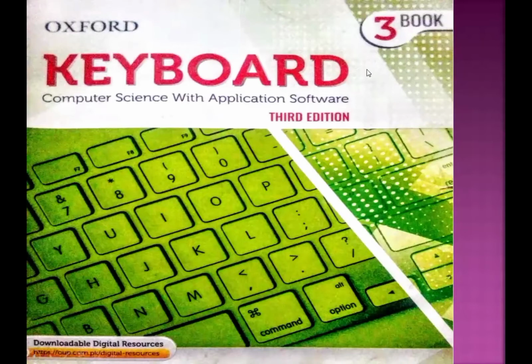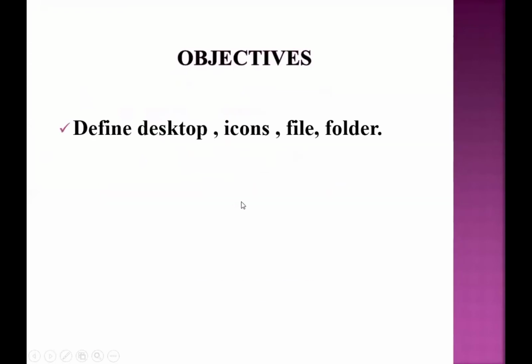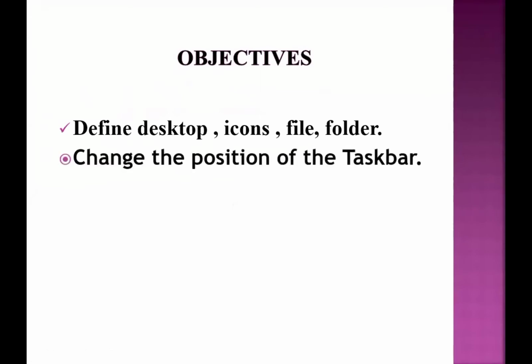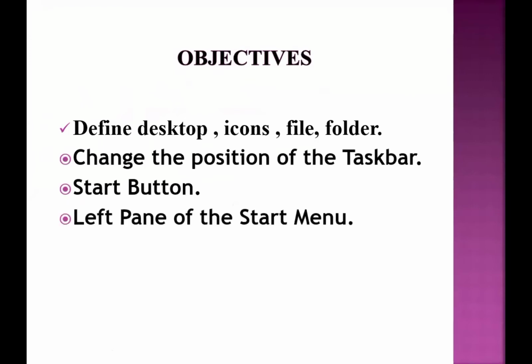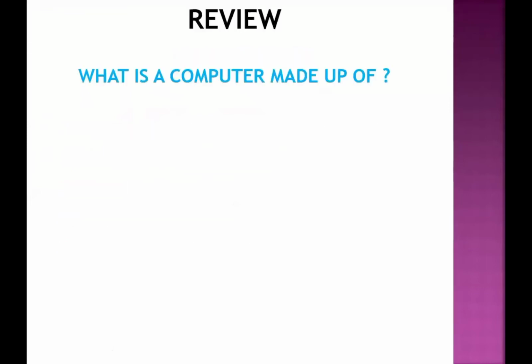This is your computer book for class 3, Oxford Keyboard 3rd edition. In the previous class we discussed chapter number 1, operating system. Today we will discuss the remaining topics of this chapter. The objectives are: define desktop icons, file, folder, how to change the position of the taskbar, start button, left pane of the start menu, right pane of the start menu.